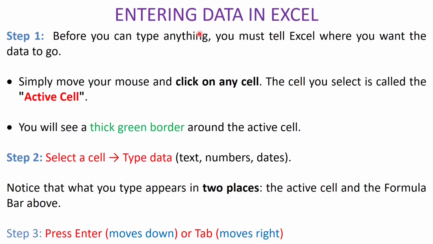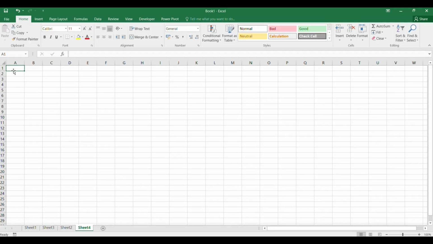Let us begin with one of the most fundamental skills, entering data in Excel. In any spreadsheet, before we can work with numbers, text or formulas, we must place the data correctly into the cell. In Excel, the location where you type is referred to as the active cell, which is visually indicated by a thick green border. Selecting the active cell is as simple as clicking it with your mouse.